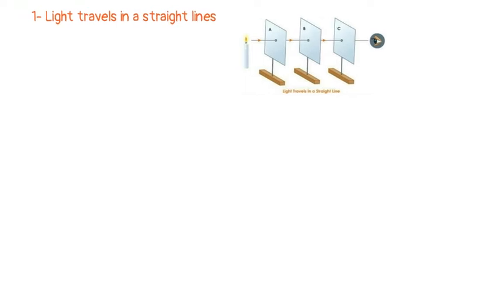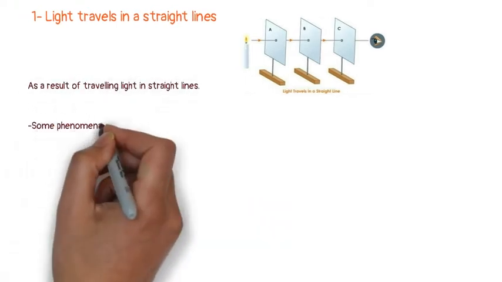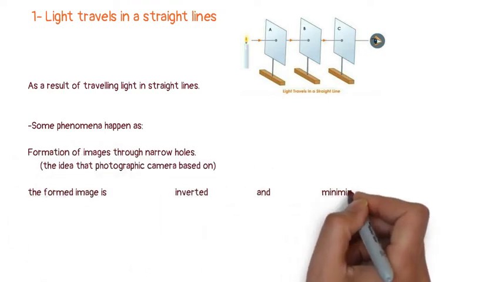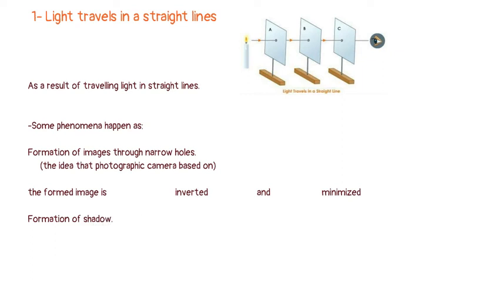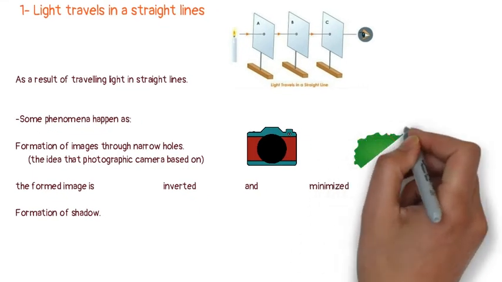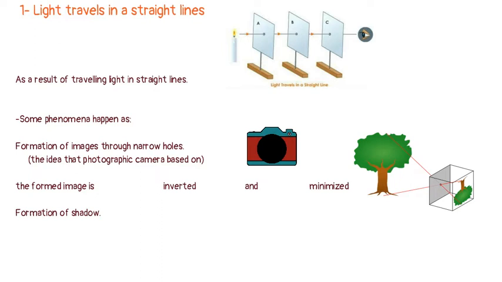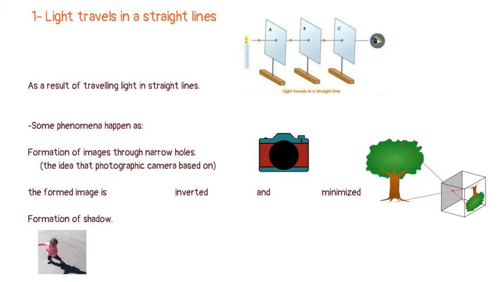As this occurs, we have some phenomena related to this property. First, the formation of image through a narrow hole, and this is the main idea for making the camera. Also, the formation of shadow. Let's start with the formation of image through the narrow hole. The formed image is inverted and minimized, as we see in this picture.